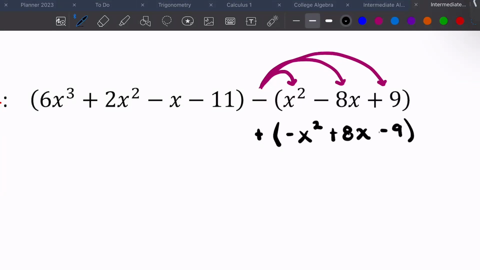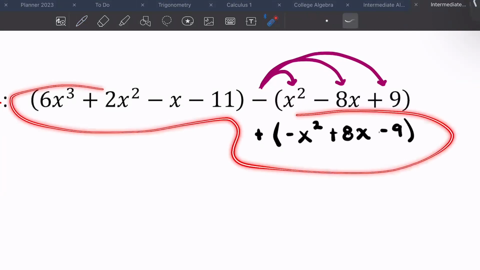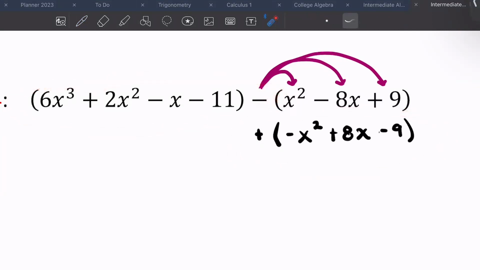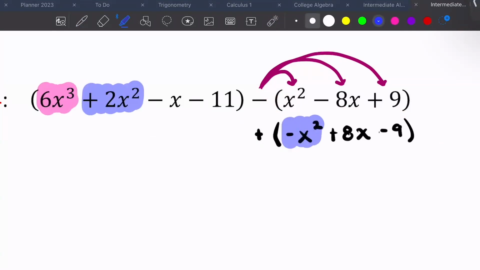Okay, so now we're looking at this, and we need to highlight our like terms. Okay, so we have a cubed, but we don't have anything to go with the cubed, right? So that's just by itself. We have 2x squared minus x squared, negative x plus 8x, and then negative 11 minus 9.